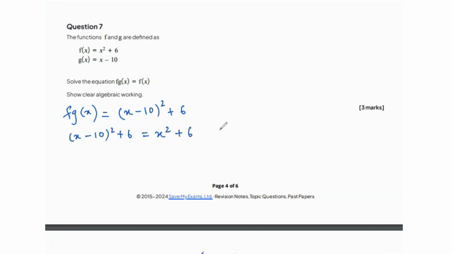So the plus 6 gets cancelled out. So we have x minus 10 whole squared equals x squared. I'm going to put a square root on both sides to get rid of the square. That leaves us with x minus 10 equals x.